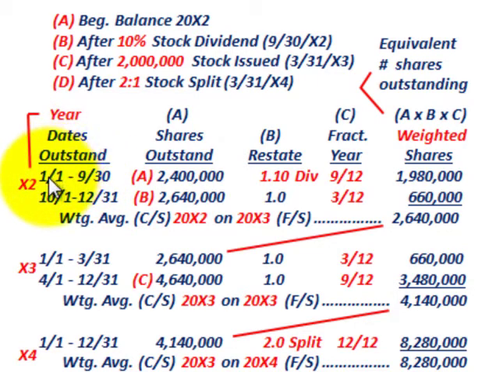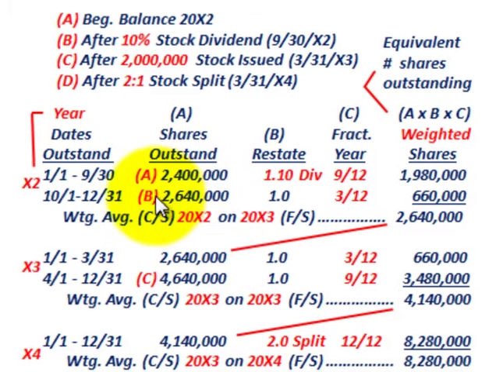So, dates outstanding. For the first 9 months, we have shares outstanding of 2,400,000, and then we're going to restate them for the 10% dividend. We have to increase these shares outstanding by that 1.1, or that 10% dividend rate, and it's going to be for the fraction of the year. Then we're going to have a stock dividend, and that's going to be for the last 3 months of the year. So maybe what we should do is go back into our table and look at this A and B, the beginning balance and then our stock dividend.